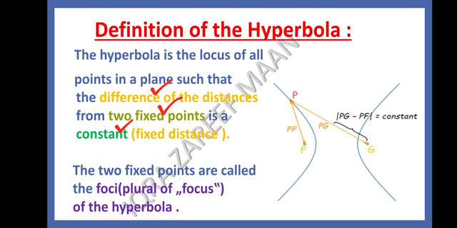Here we have two fixed points F and G, and P is any point on the hyperbola. Then the difference of the distances, PG minus PF, gives us a constant value. All such points whose difference of distances from these two fixed points F and G is constant form the shape called hyperbola.